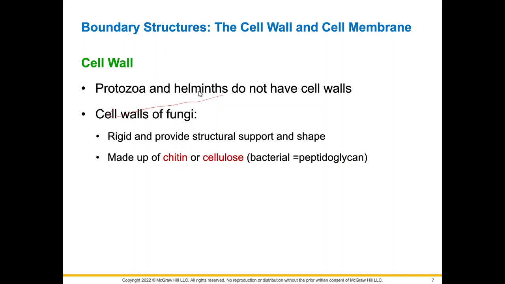The fungal cell wall is made up of chitin or cellulose, two examples of starches, and this is analogous to bacteria's peptidoglycan. So peptidoglycan was the carbohydrate that was found in the cell wall of bacteria. But these cell walls, regardless of what they're made up of, are very rigid. They provide structural support and shape to the cells to prevent them from losing their shape, to prevent them from being pliable like animal cells are.